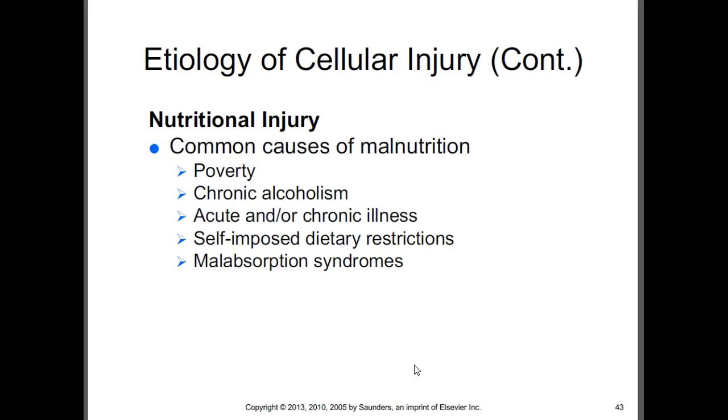So some illnesses, and self-imposed dietary restrictions, like if there was a child that does not have an adequate consumption of each one of their macronutrients, and only has carbohydrates, for example, it's called kwashiorkor. Kwashiorkor is a type of malnutrition. But if you are completely not receiving any nutrients at all, whether it be self-imposed or due to poverty, we call that marasmus. So there are two types of malnutrition. Malnutrition due to an imbalance in the proper macronutrients is called kwashiorkor.